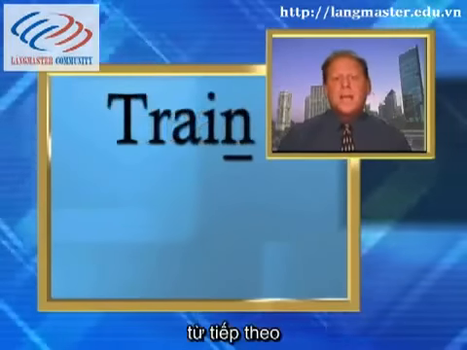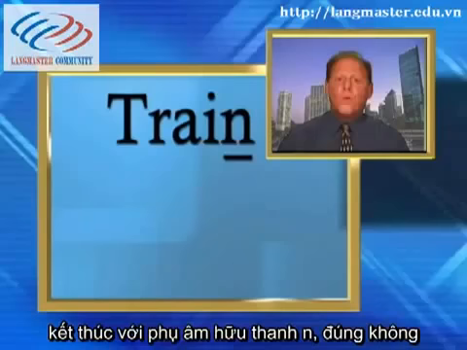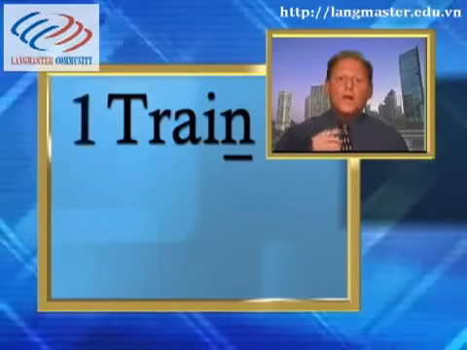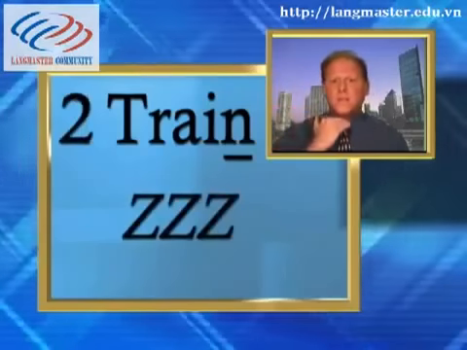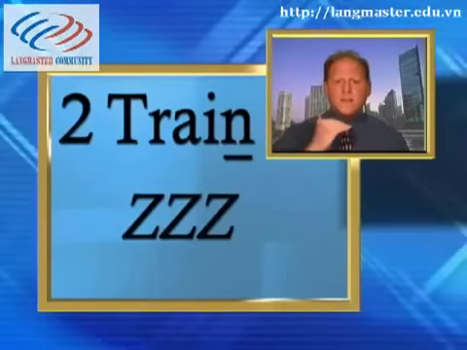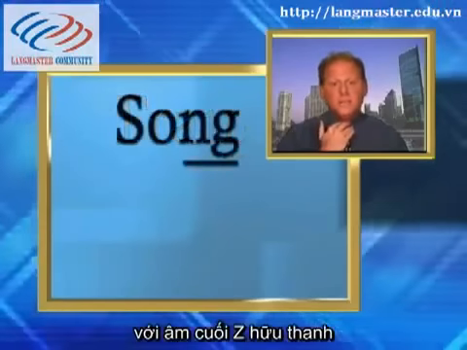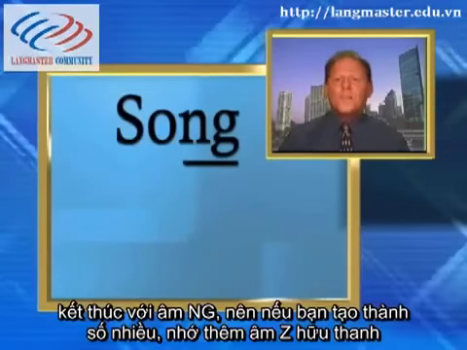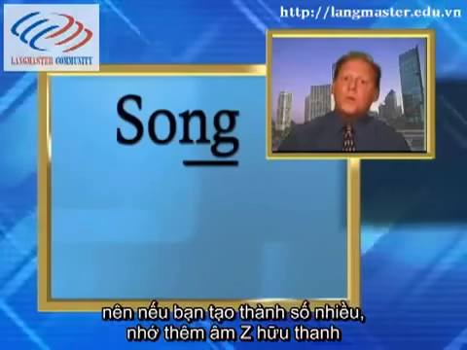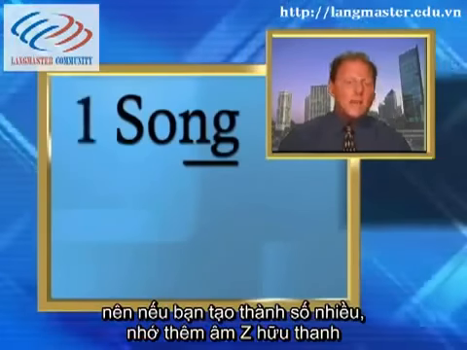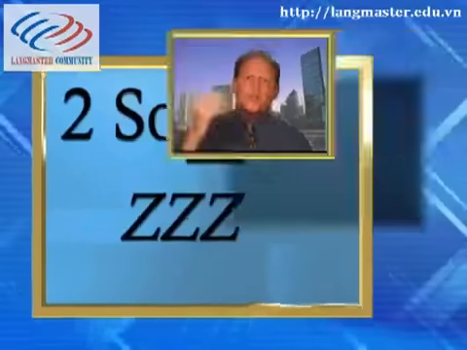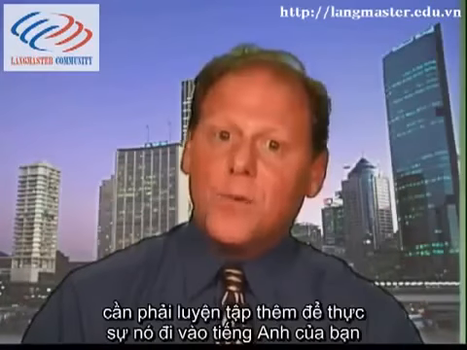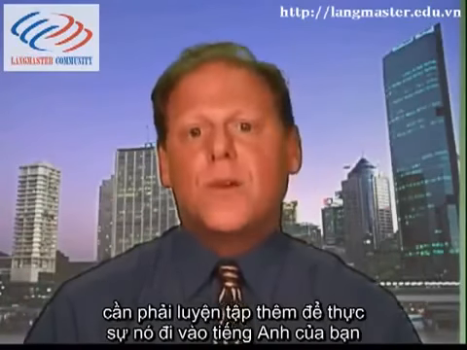Very good. Next word, train, ends with a voiced N. See that? So you've got one train or two trains. Two trains with a voiced Z ending. Song ends with a voiced NG sound. So if you make it plural, don't forget to add a voiced Z ending. You've got one song or two songs. Two songs.